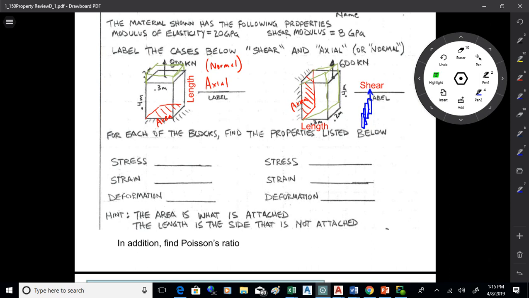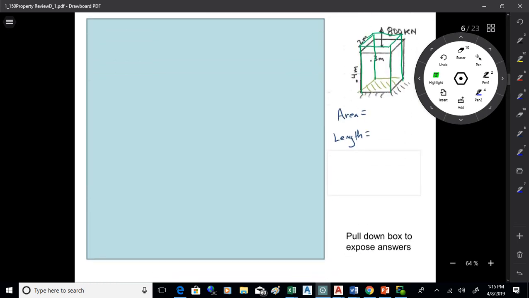All right, so do we have any questions on what we're doing there? The area is what's attached to a surface. The length, then, is the one dimension that is not included in the area. So between the area and the length, you get all three dimensions covered. That's the idea. Good. All right, so let's do the one on the left. Let's calculate the area and the length. What are they?